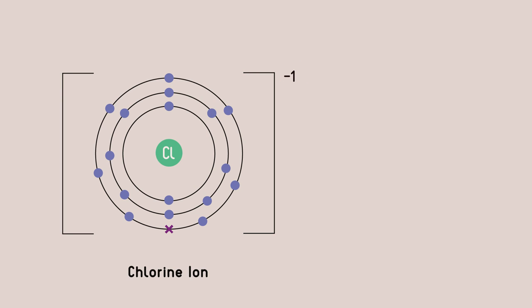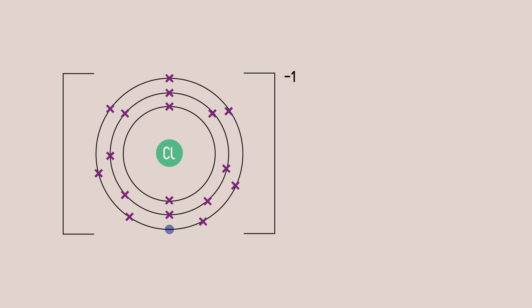Using a dot and cross diagram shows that the electron that is gained is in addition to the ones that belong to the chlorine atom. It is a visitor. We can draw the chlorine electrons with a cross and the guest electron as a dot. The chloride ion ends up with 7 cross electrons and 1 dot electron in its outer shell.